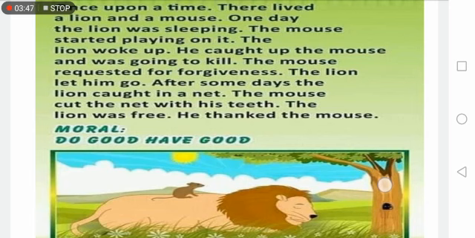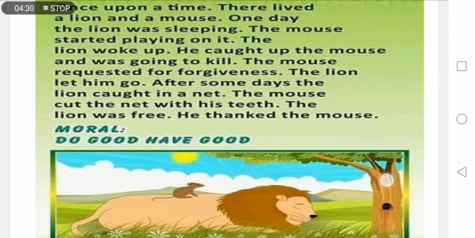Now look at this short story. You see that "once upon a time" is the first sentence from where we begin the story. And "he thanked the mouse" is the last sentence of the story, where we end the story. We start the story with the sentence "once upon a time", which is the beginning, and we end the story with the sentence "he thanked the mouse". And in the middle of these two sentences there are many sentences, which is called the middle portion. So you can see how this story is sequenced.